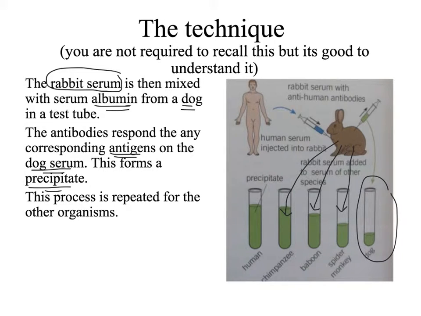And what you can see is that you get different levels of precipitate. This green liquid shown in here, okay, represents the precipitate. And you can see that you get different levels of it.